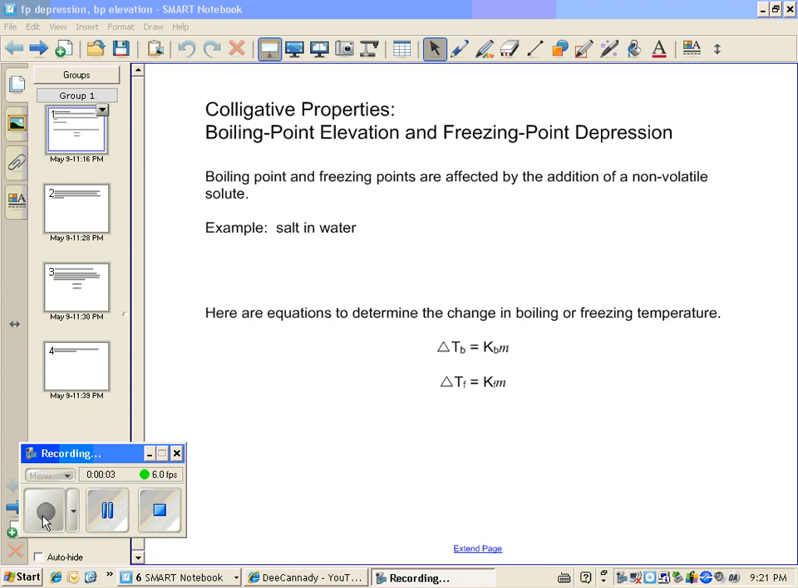Hello, this is a lesson on colligative properties, mainly boiling point elevation and freezing point depression. I'm going to have to try to talk kind of fast because the videos can only be so long, so if you get mixed up, you can always pause it.